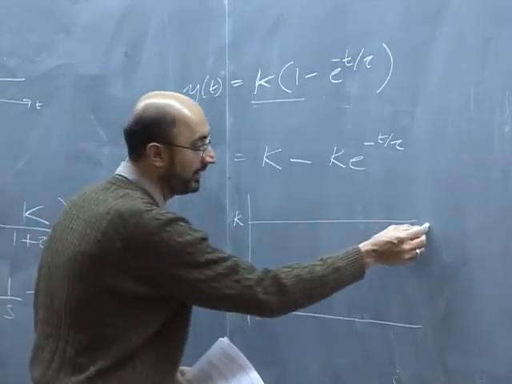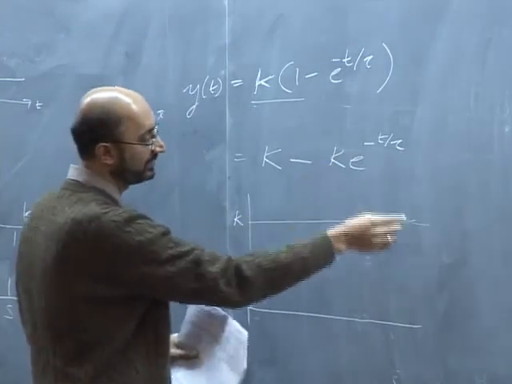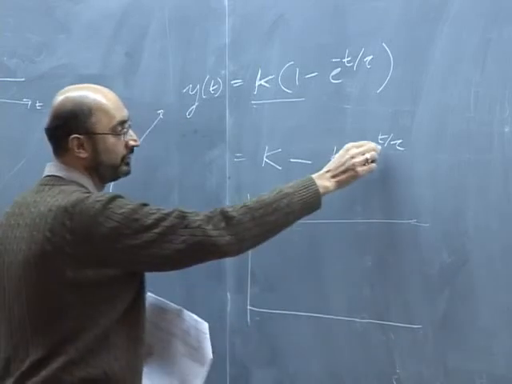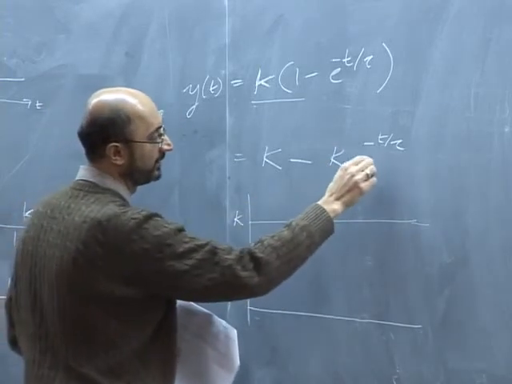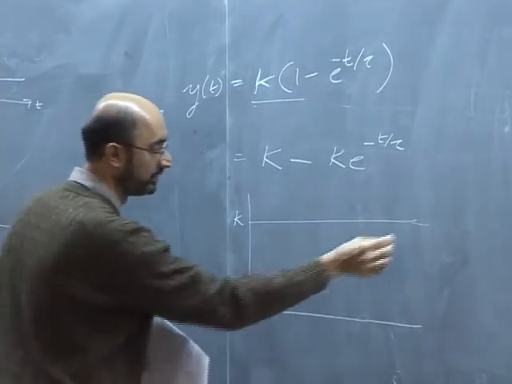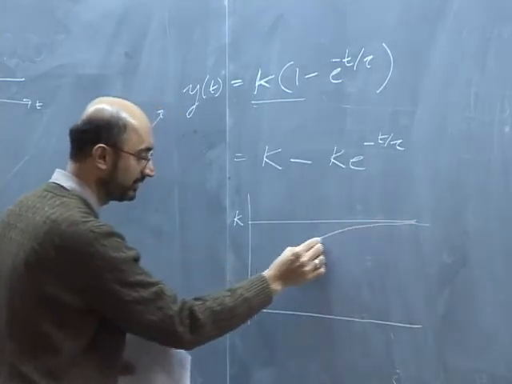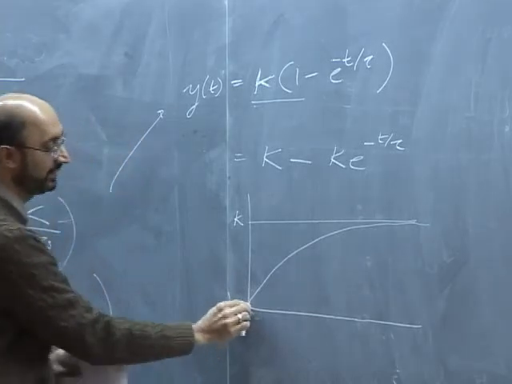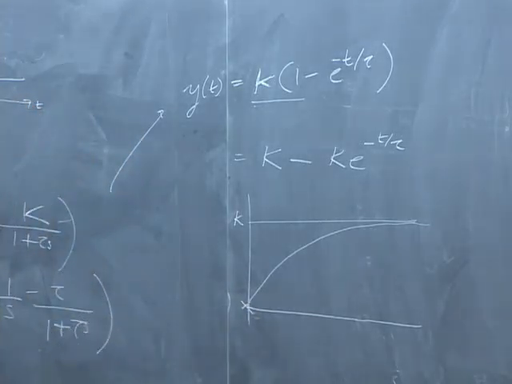We know that this value is basically going down. At 0, this value is going to be 1. So this is k minus k, so it's going to be 0. So it's going to look something like this. It's going to asymptote to k, and it's going to start at 0. It's going to look like that.